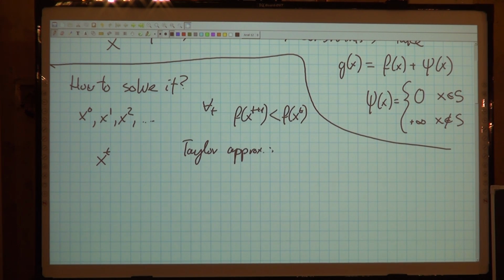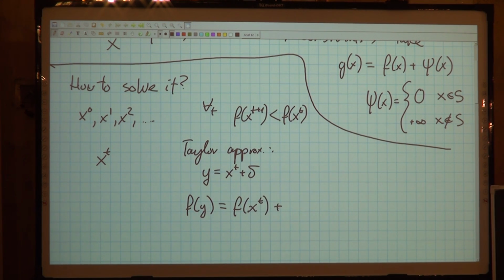Okay, what it tells us is that if I want to understand what the function looks like at some point x_t plus some delta, some displacement delta, which will be my step, then essentially I can express it as the value of the function at the current point. Sorry, it should be t.